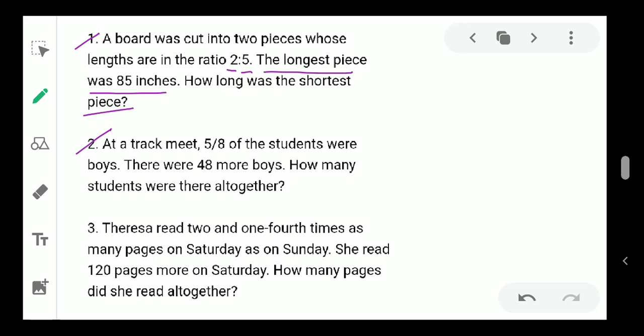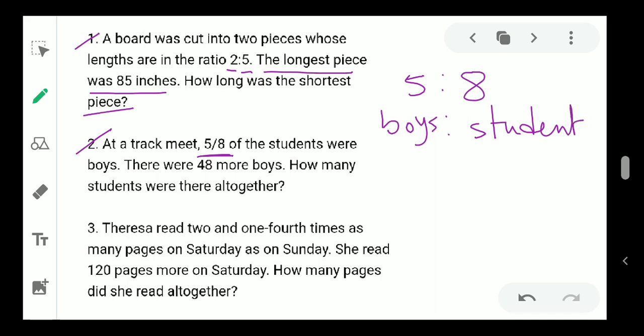You can do this in two ways, but I'm going to do it the ratio way. 5/8 of students means the ratio of boys to total students is 5:8. So boys can be 5x and total students can be 8x.